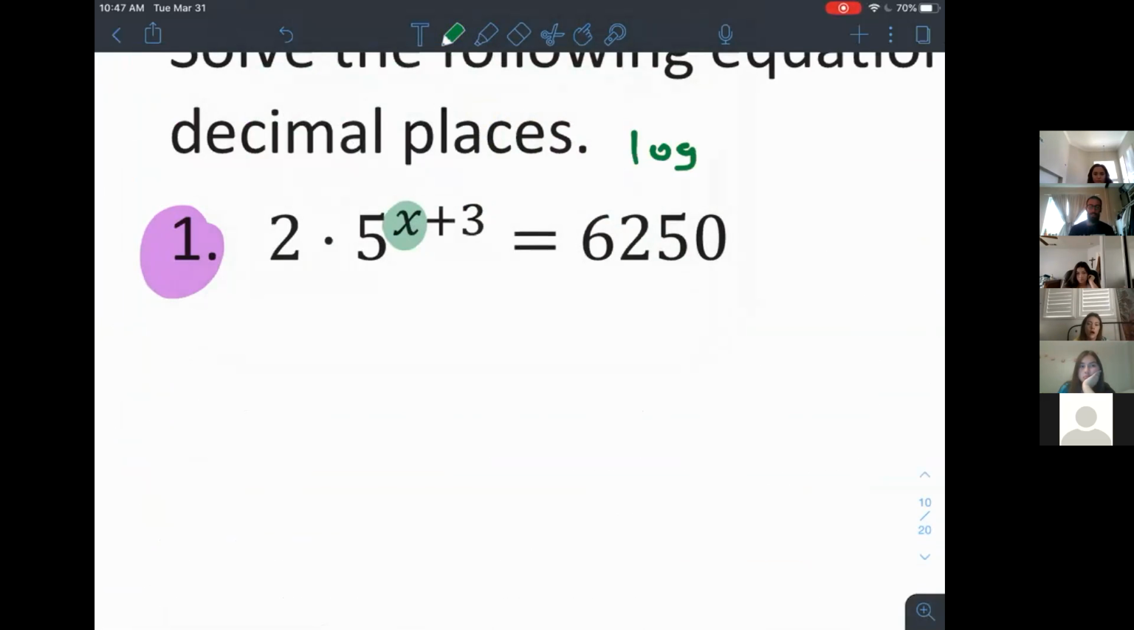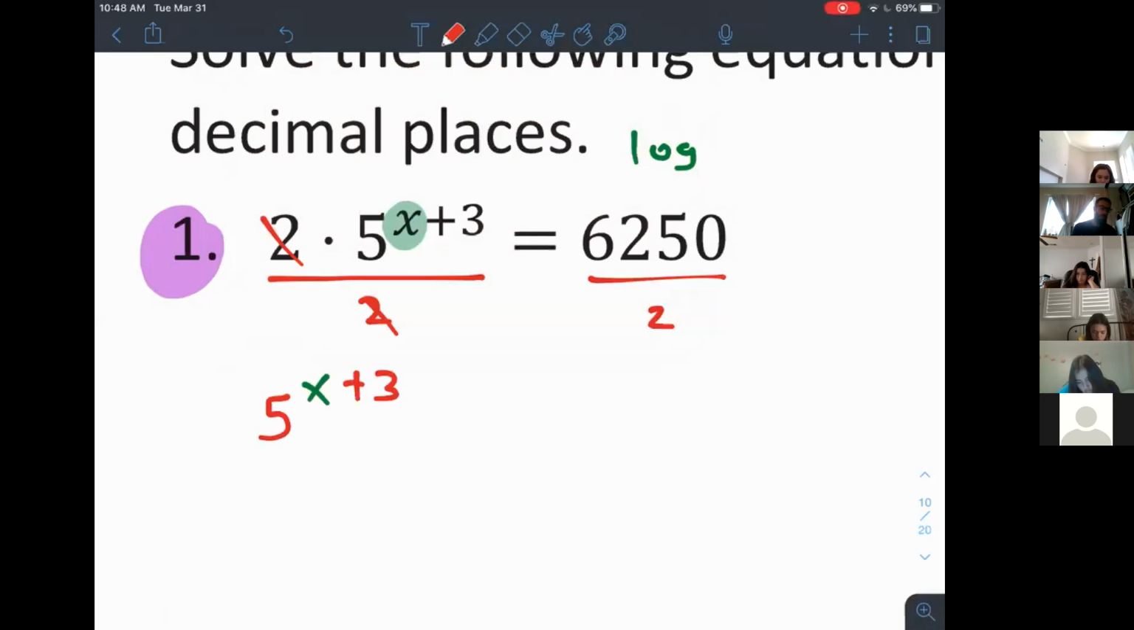Another thing I notice is that this x plus 3 is attached to the base of 5, which means that 2 is just a multiplication. So I'm going to get rid of that 2 by dividing everything on both sides by 2. Very first step: get rid of multiplication, start to work towards isolating the x. In this case, the x is in the exponent, so I really just want to get that base of 5 by itself. And when I divide by 2, I now get 5 to the x plus 3 is equal to 6,250 divided by 2, which is 3,125.